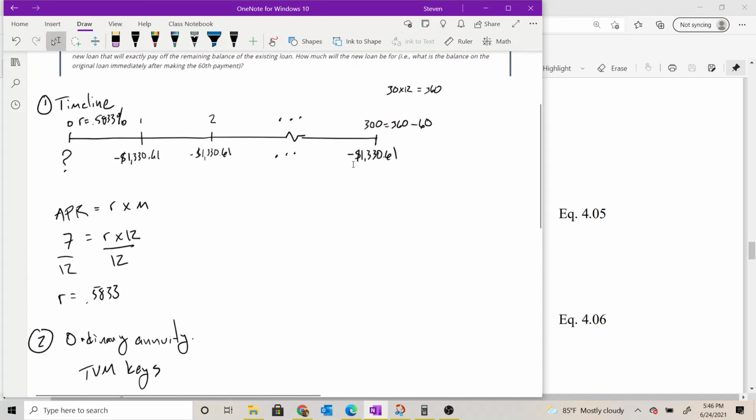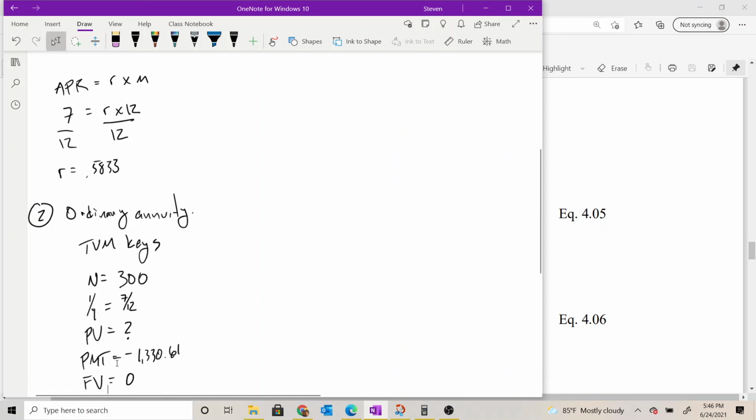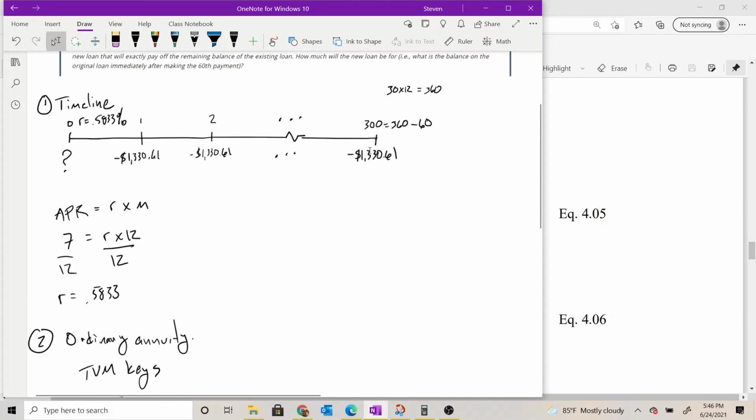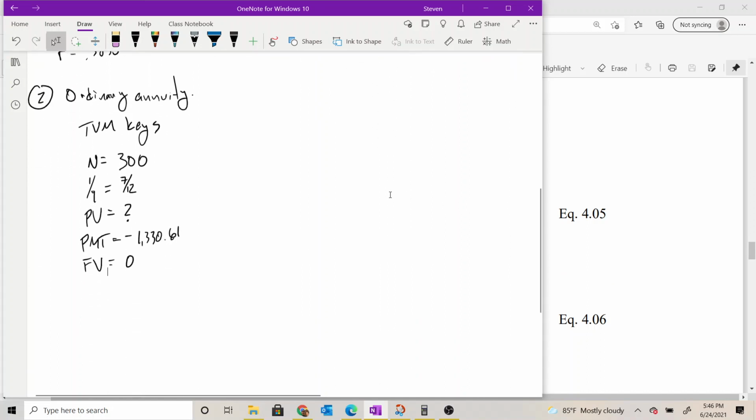Now, of course, we do have a payment at the end of the timeline here, but we have already accounted for it when we say payment is $1,330.61 and we get 300 of them. So the calculator already knows about that last payment. We would only put something on the future value key if there was another cash flow here in addition to that last payment. In this case, we don't have that, so that's going to be 0.